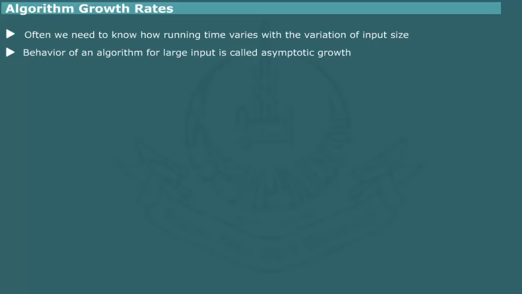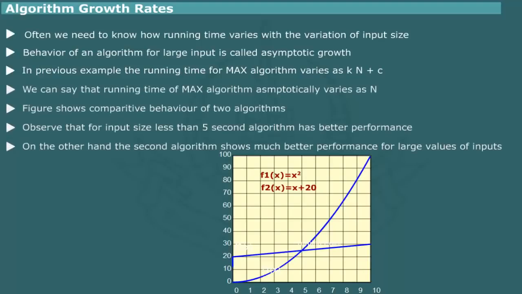In the previous example, we noted that the runtime for max algorithm varies as kn plus c, where k and c are constants, n is input size. For large values of n, the constants would become insignificant. Thus, we can say that asymptotically the runtime of max algorithm varies as n. In other words, the execution time is proportional to n.